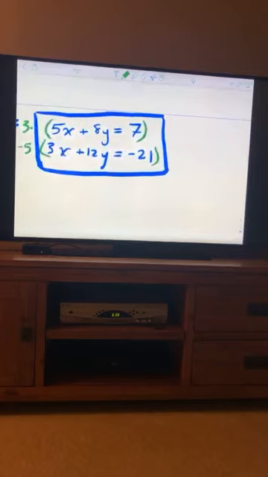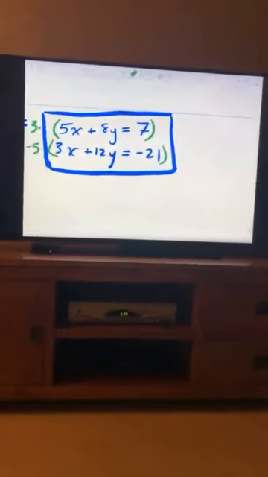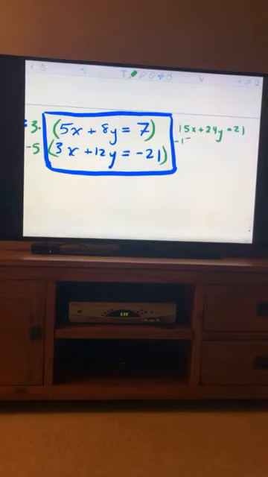And I'm going to write my new multiple to the right here, which hopefully you guys can see. So that should be 15x plus 24y equals 21. Down below, we see we're going to get negative 15x minus 60y equals positive 105.